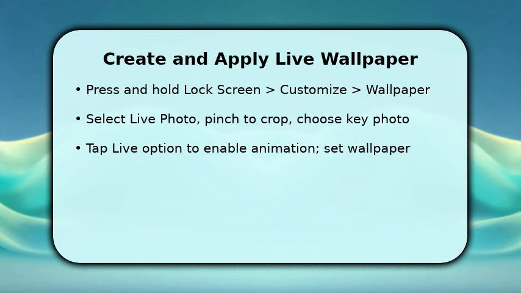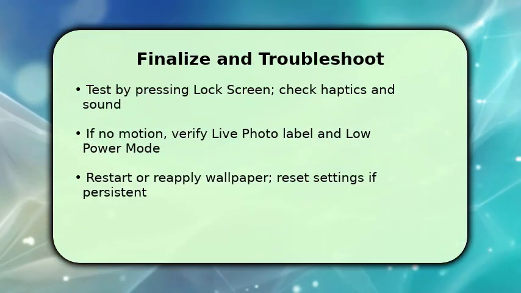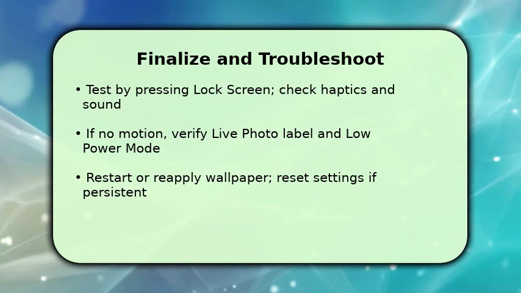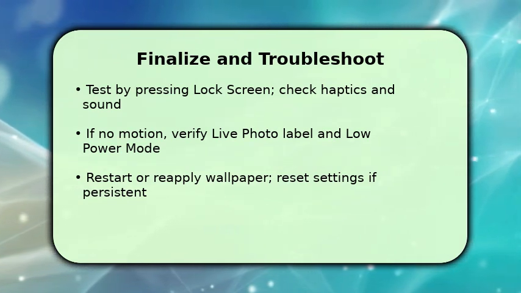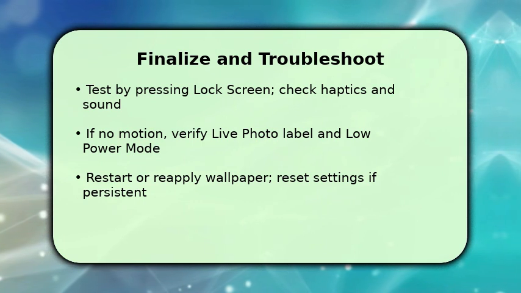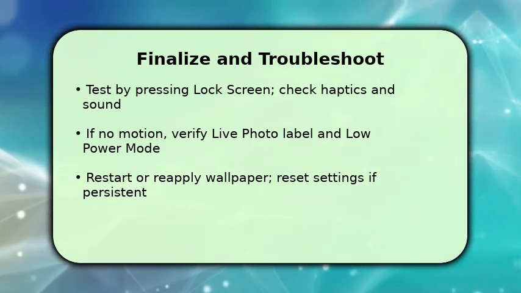Finish by testing. Lock the phone and press the lock screen to confirm motion. You should feel haptics and see the live photo animate. If not, make sure the image is labeled Live Photo and low power mode remains off.